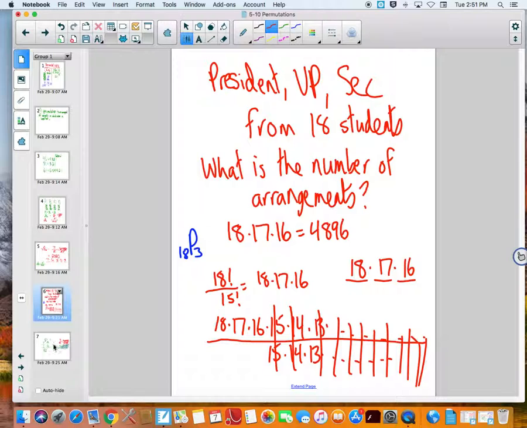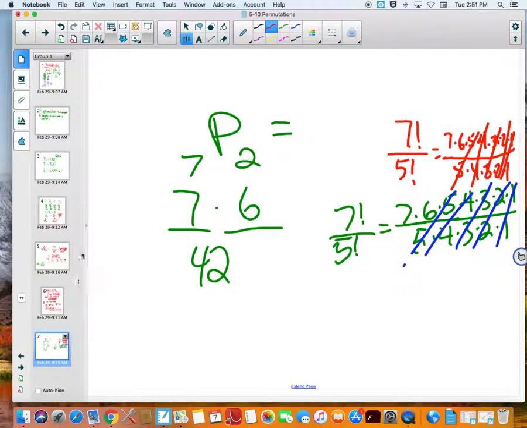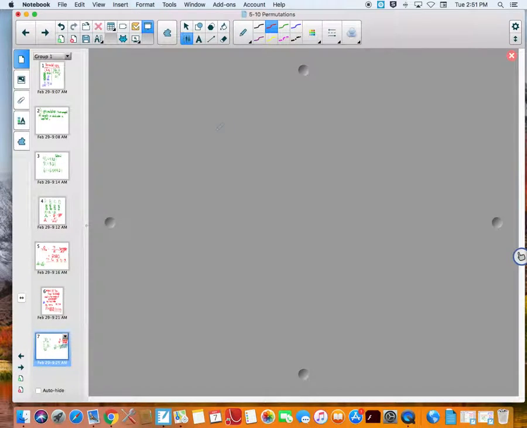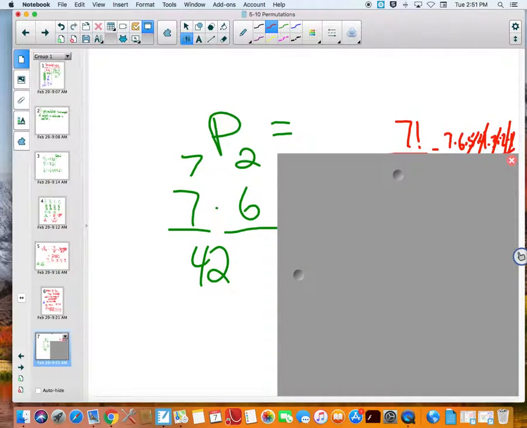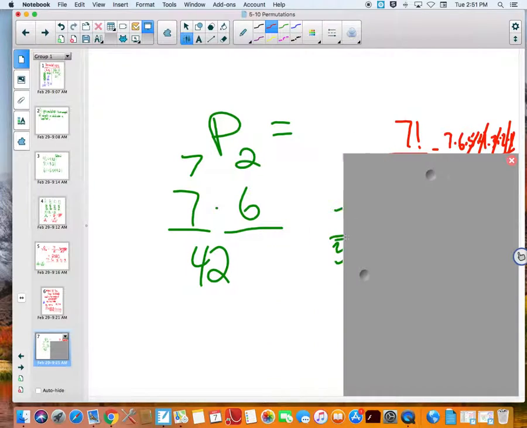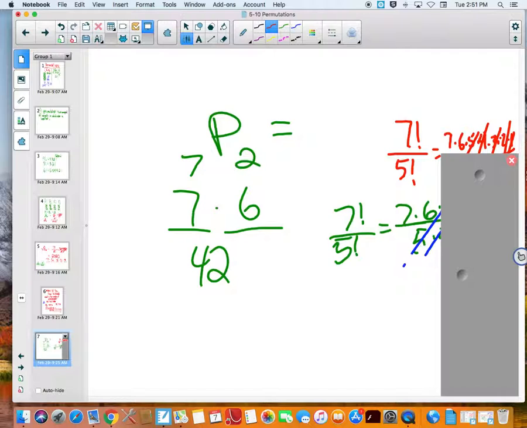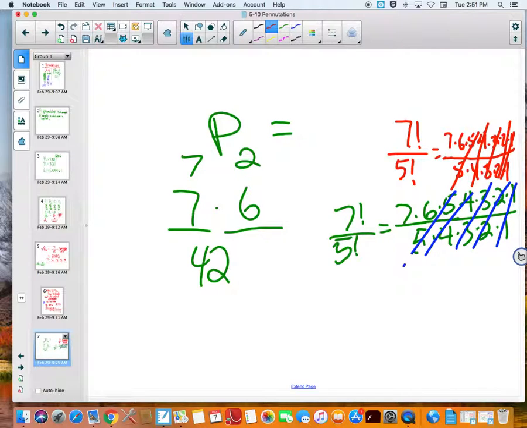And the last example: you're choosing from 7 people, groups of 2, where order matters. Counting principle, 7 times 6, is probably the most efficient. You could do 7 factorial over 7 minus 2 factorial, which is 5 factorial. And then you would get this. You get that same 42.